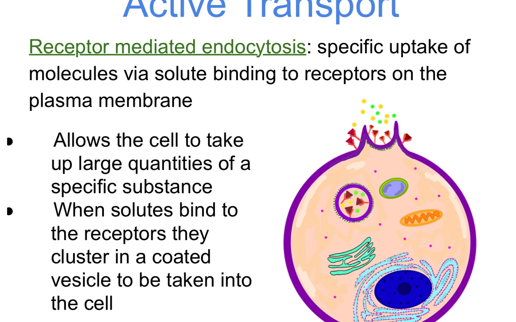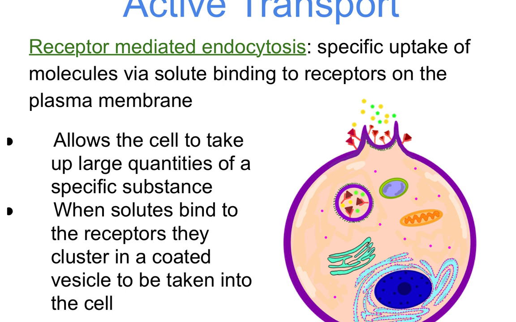And then these receptor mediated endocytosis vesicles, they're specific, and they uptake these molecules via a solute. It binds to those receptors on the plasma membrane, and this allows the cell to take up large quantities of very specific things. When solutes bind to those receptors, they cluster, and they coat the vesicle of sorts, and then once they coat it, they bring it into the internal part of the cell.